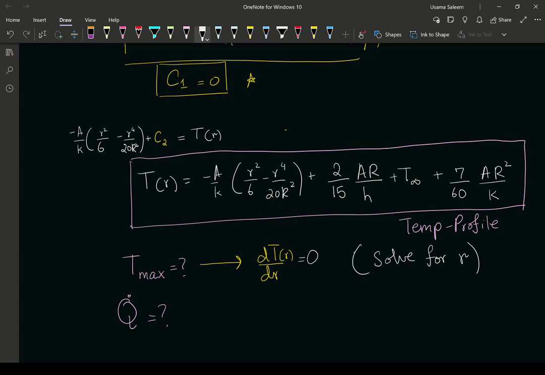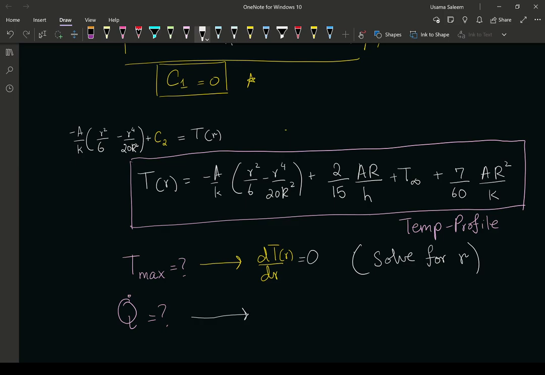And I'm not sure yet, but in this case, it's gonna be a maximum temperature because we're having heat generation. So yeah, just some basic calculus. And what about the rate of heat transfer?